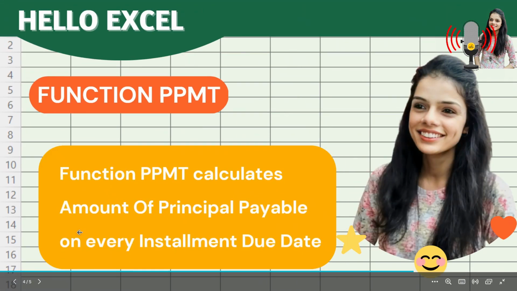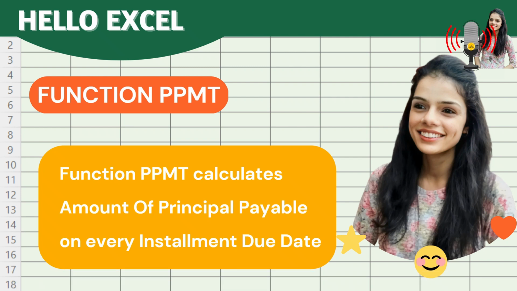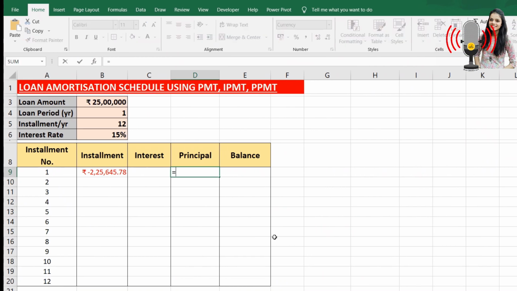Next function we require is PPMT. PPMT enables us to calculate the principal amount due in just some seconds. Coming to our example, equals PPMT, open bracket, rate. Again, rate is 15% divided by 12 because it's our number of installments, then comma, PER. PER means the period for which we calculate our interest or principal, like period number 1 or period number 2.